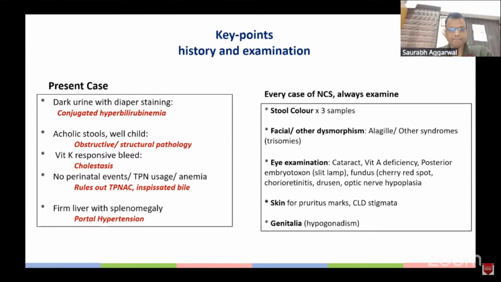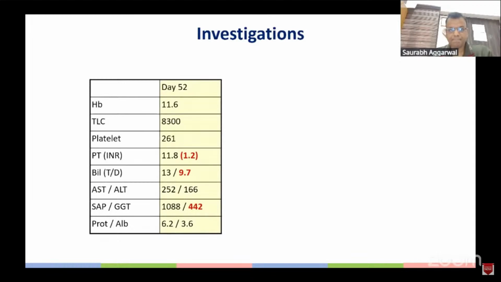We should also do an eye examination to see whether there is any cataract or vitamin A deficiency, posterior embryotoxon, and we also need to see the fundus to look for cherry red spots, chorioretinitis, drusen, and optic nerve hypoplasia. Also try to examine the skin for pruritic marks and CLD stigmata, and the genitals. So these are the investigations of the child.